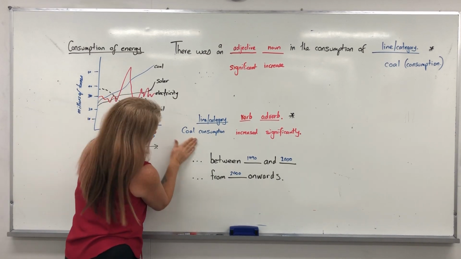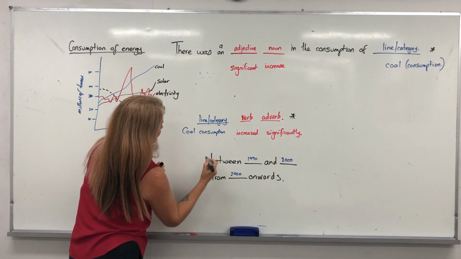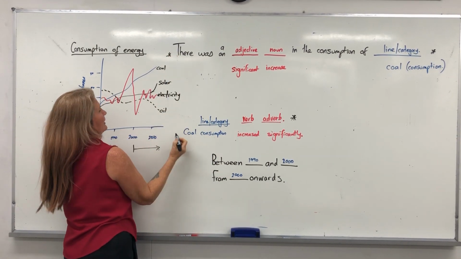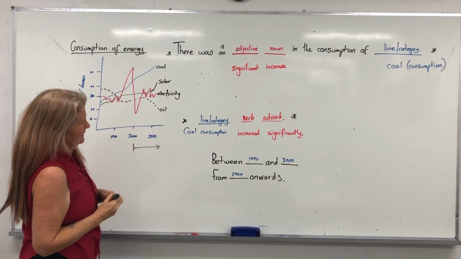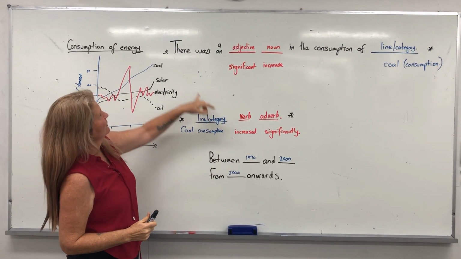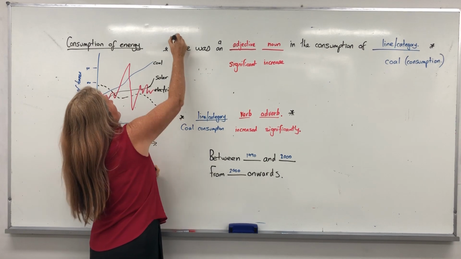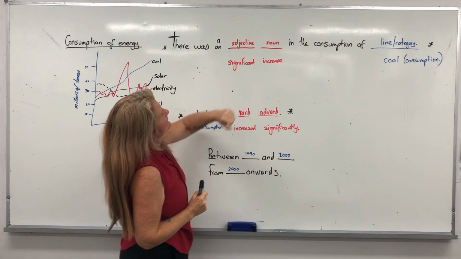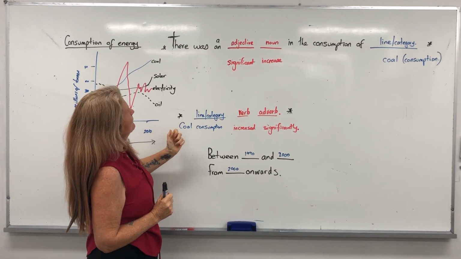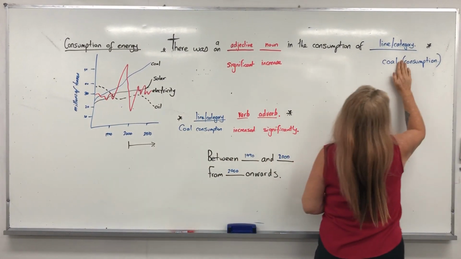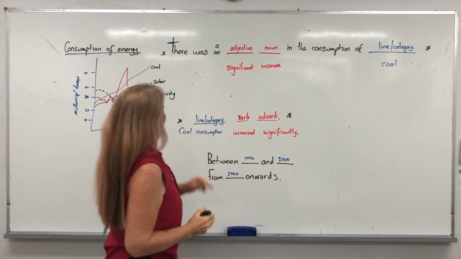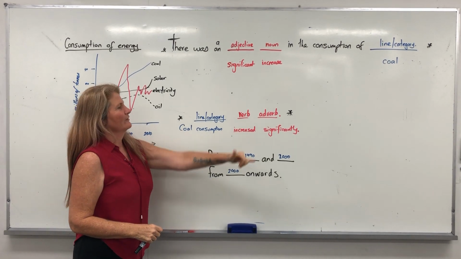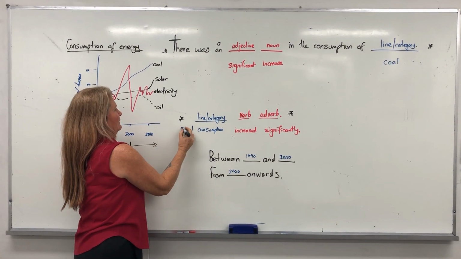If we wanted to though, we could change these ones into a capital. And we could then put this little time clause here at the beginning of the sentence. So now, between 1990 and 2000, there was a significant increase in the consumption of coal. Yes, I've got the word consumption there, so I can't have it there, sorry. Or I could say here, so from 2000 onwards, coal consumption increased significantly. Obviously, I changed that to a lowercase.